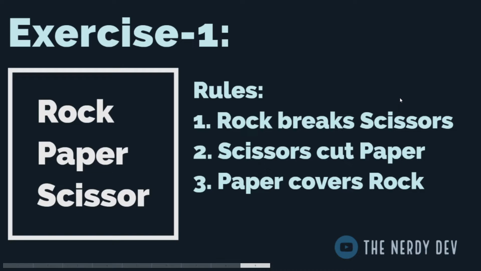So the rules are that rock will always beat scissors, that is rock breaks scissors, scissors will cut the paper, and paper covers the rock. So let us start with the implementation.